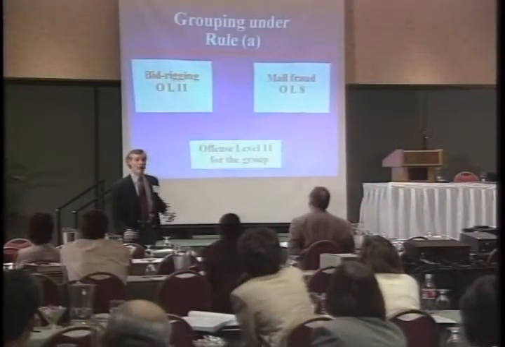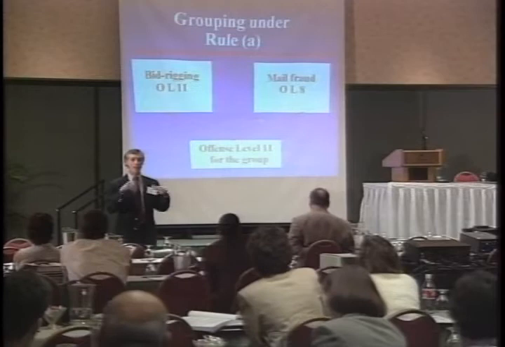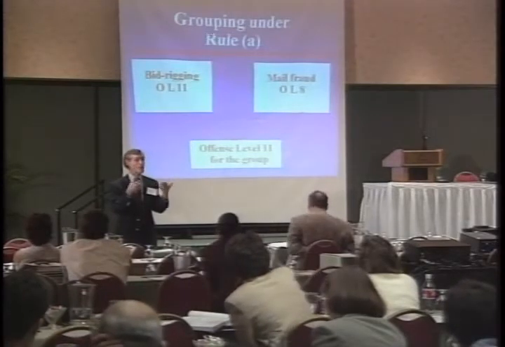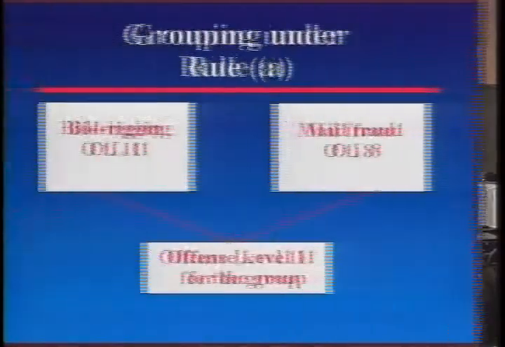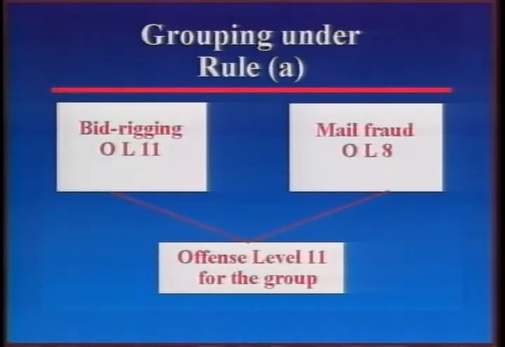What I'm going to do now is, I've come up with that number, and now I'm going to go through this process to decide how am I going to group these counts. Do they group under Rules A, B, or C? Rule A says you're going to group counts together if they have the same victim and they're the same act.